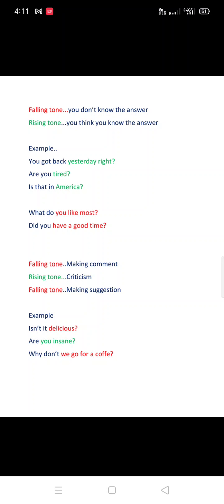Rising tone is used while making criticism. When we criticize someone or something, we always use rising tone. Right? Like, have you lost your mind? We are using rising tone. Are you insane? Rising tone. Because we criticize.